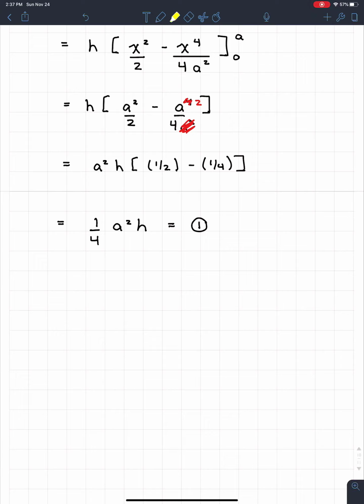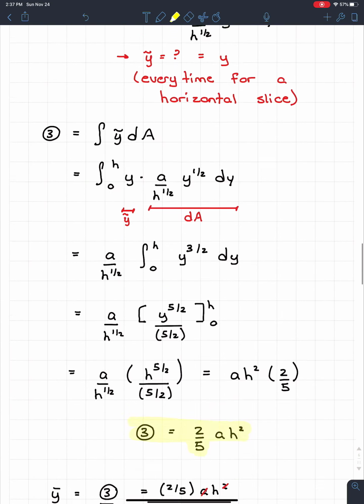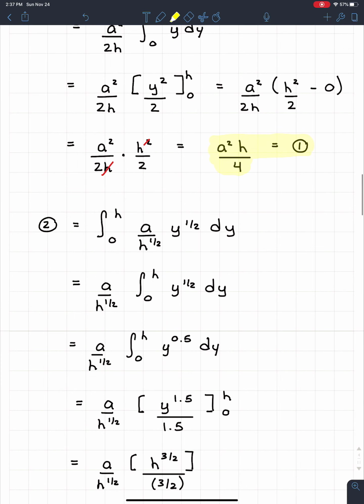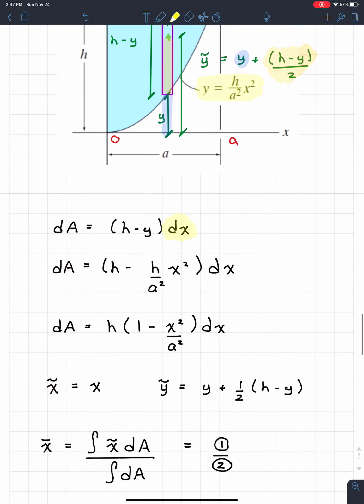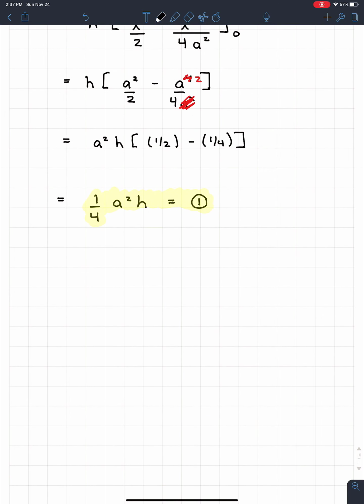So I'm going to highlight this because we'll probably use this later. And if we look up way to the top, we see that 1 is equal to a squared h divided by 4. So it's the exact same answers, just different procedures. So it won't surprise you that when we go x bar is equal to 1/2, or 1 divided by 2, we're going to get 1/4 a squared h divided by 2/3 ah.